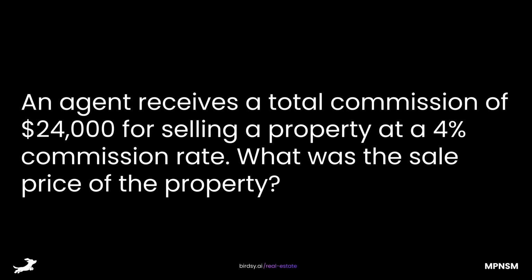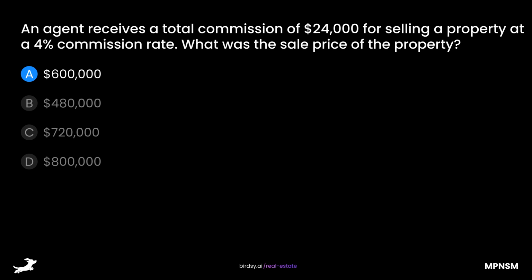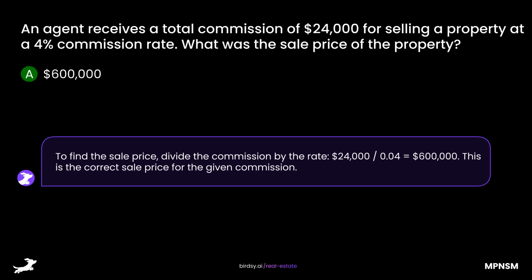An agent receives a total commission of $24,000 for selling a property at a 4% commission rate. What was the sale price of the property? Is it A, $600,000, B, $480,000, C, $720,000, or D, $800,000? The answer is A, $600,000. To find the sale price, divide the commission by the rate. $24,000 divided by 0.04 equals $600,000. This is the correct sale price for the given commission.